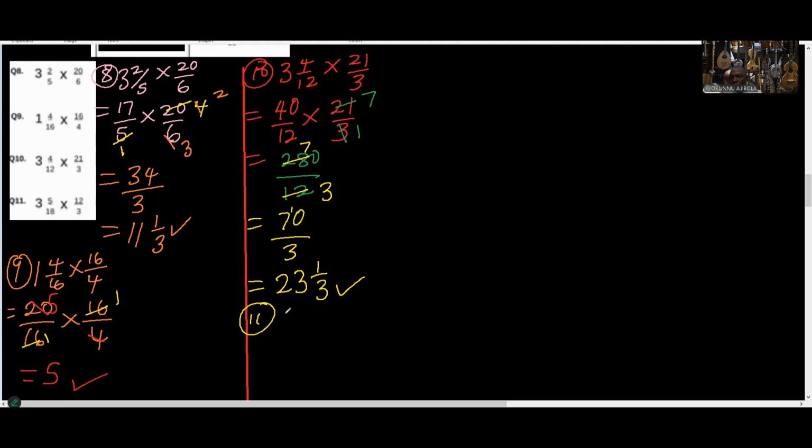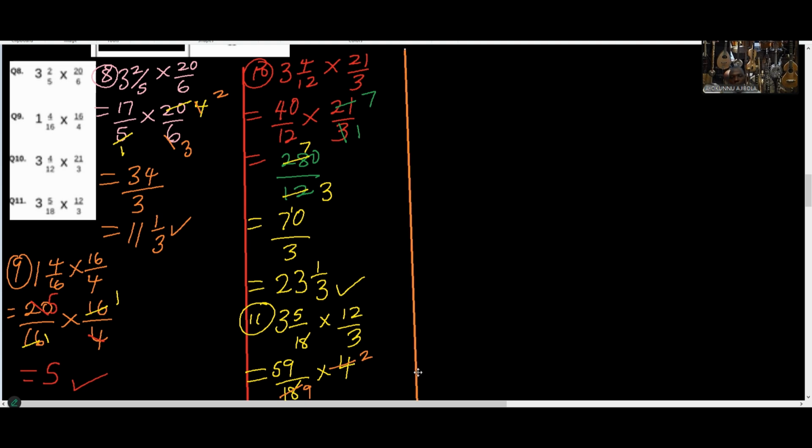And the final one on this stage, we have 3 whole 5 over 18 times 12 over 3. 12 over 3 is 4. But what is 18 times 3? That's 54. And 54 plus 5 is what? 59 over 18 times 12 over 3, which is 4. Okay? Yeah. 12 over 3 is 4. So we can divide 18 and 4 by 2. 2 here 2, 2 here 9. So we now have 59 times 2, then over 9. What is 59 times 2?